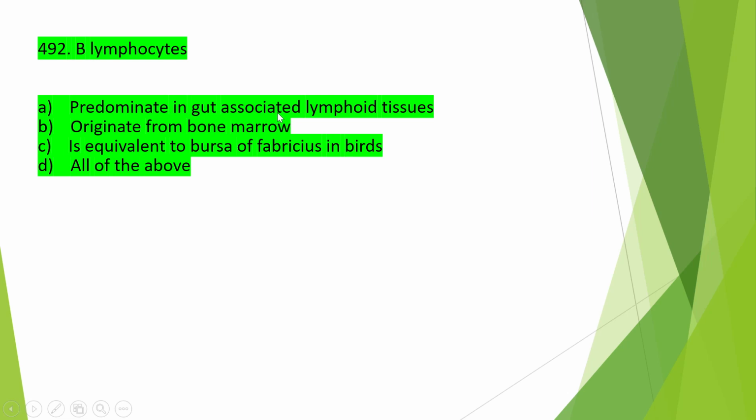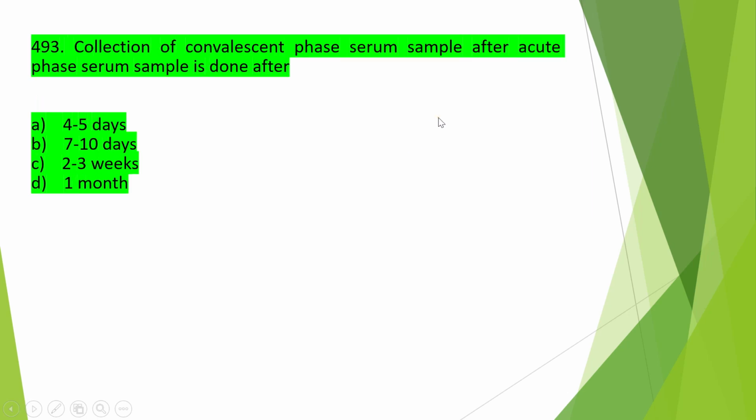Okay, so move on to the next: B lymphocytes predominate in gut associated lymphoid tissue, originate from bone marrow, are equivalent to bursa fabricius in birds, or all of the above. And the right answer is option D, all of the above. So B lymphocytes predominate in gut associated lymphoid tissue, originate from bone marrow, and are equivalent to bursa fabricius in birds.